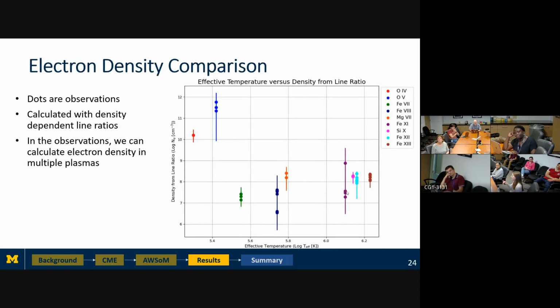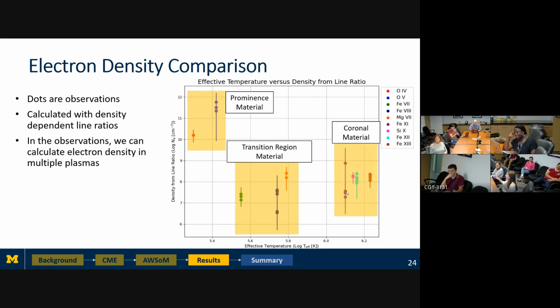And again, we have effective temperature on the x-axis and density from density-dependent lines on the y-axis. And now we can get multiple different plasmas. So we have our coronal material from our higher ionization irons and silicons and stuff. Then we have our transition region material at intermediate temperatures and slightly lower densities. And then finally, we have our oxygen 4s and 5s, which we're using as our prominence material lines that are cold and dense.